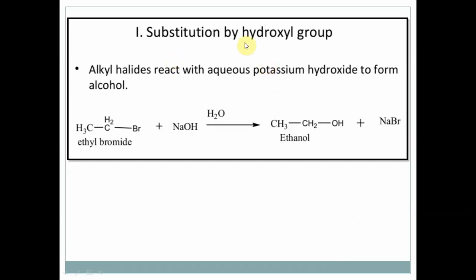First, substitution by hydroxyl group. Alkyl halides react with aqueous potassium hydroxide to form alcohol. Ethyl bromide reacts with NaOH, and NaBr is formed, and ethanol is formed in the presence of water.